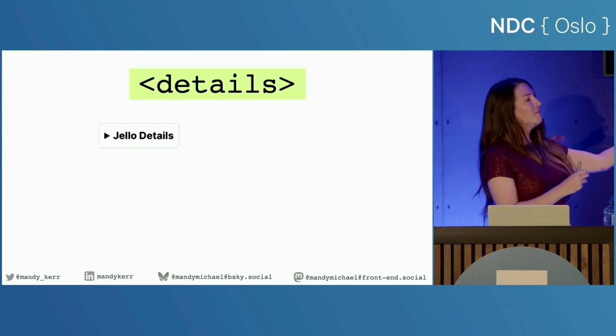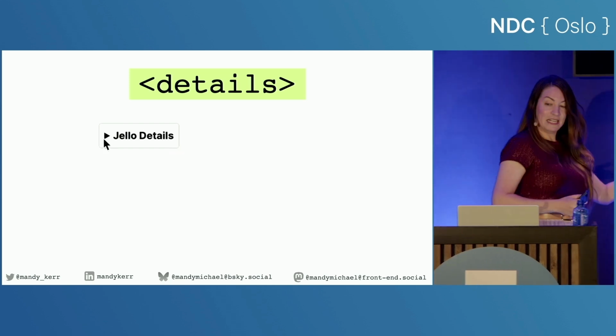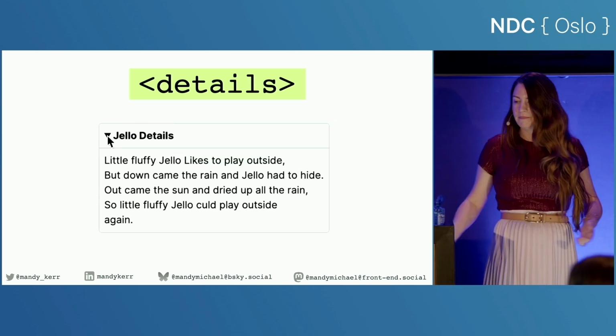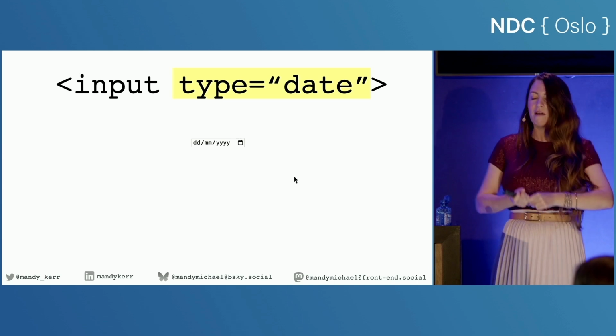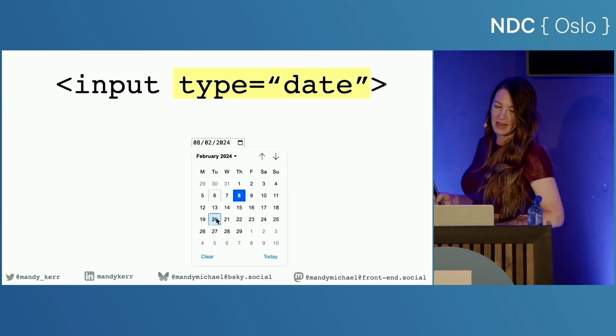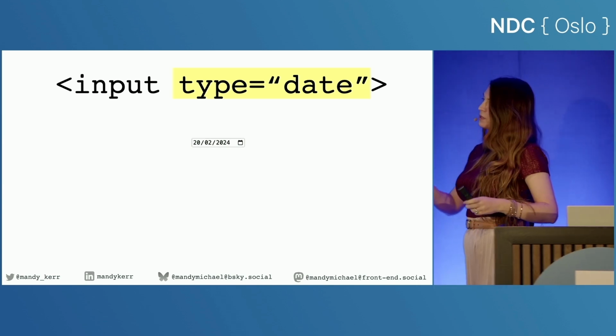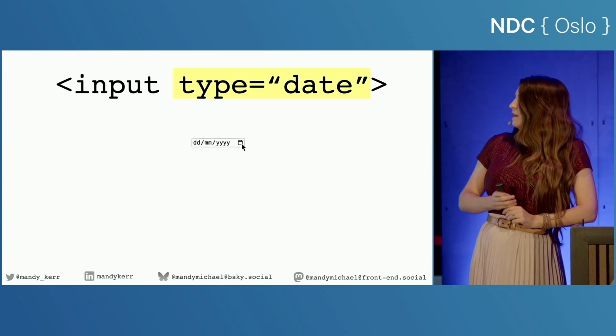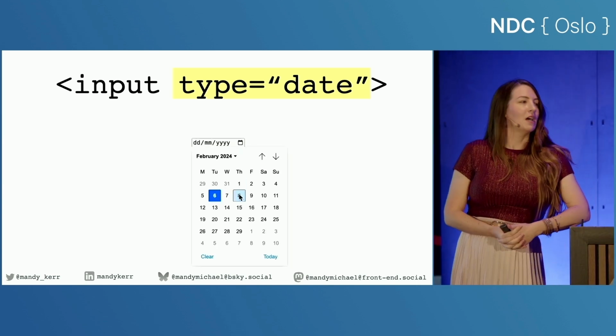A couple of examples. The details component, which is like an accordion. Or a very common one that I'm sure you're all familiar with, seeing these date pickers all over the internet, is the input type of date. The reason that I've included, here we go.